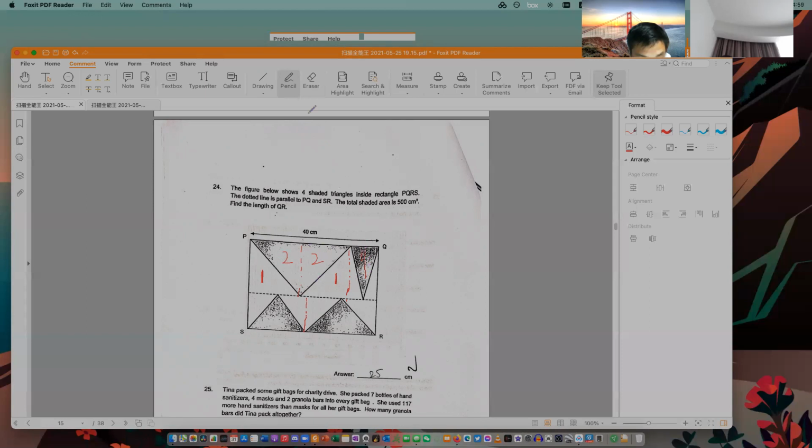Let me add another line. So I'm talking about what strategy you can use to solve such a question. So this unshaded part, I call it 1, is equal to this shaded part. So this shaded part is equal to this unshaded part.